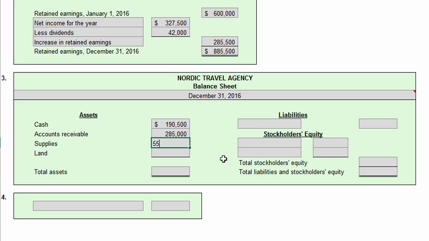Supplies is $5,500. Land is $544,000. Okay, we'll come back to the total.